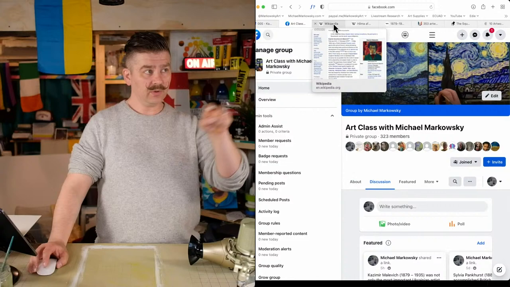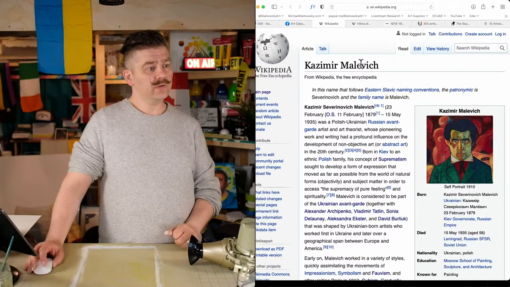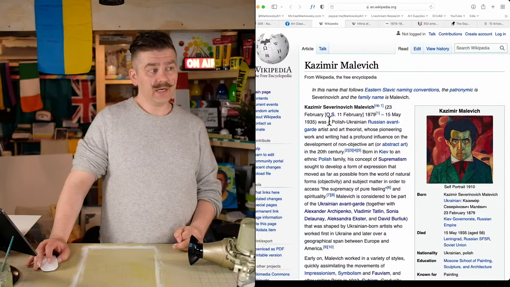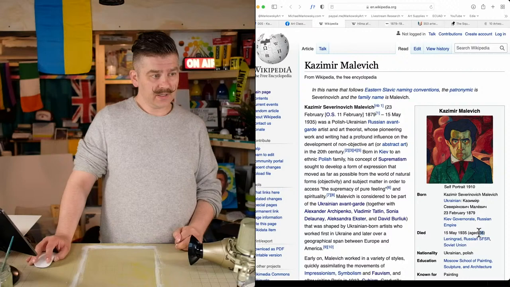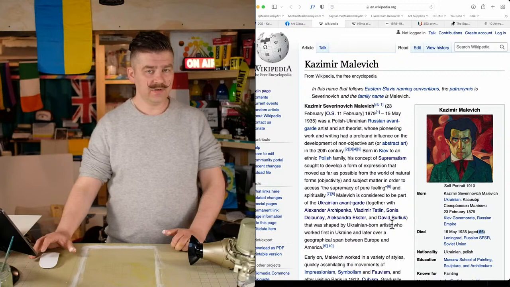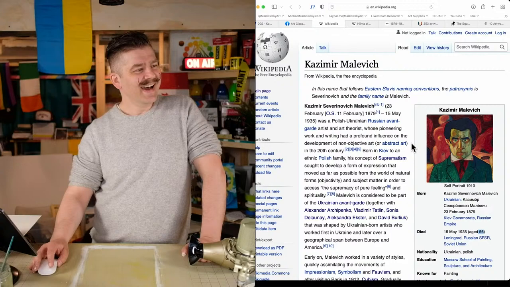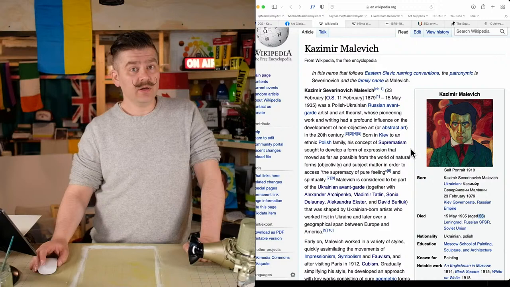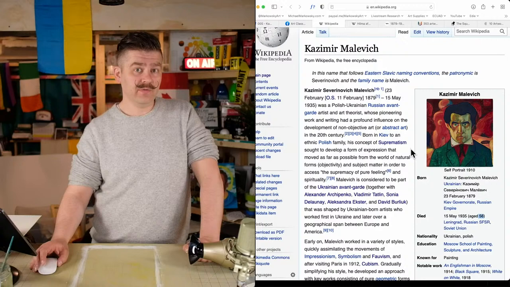So let's talk about who this artist was. Malevich was born in 1879 and died in 1935, meaning he died of cancer at the young age of 56, just a little over a decade older than I am right now, which is kind of scary. But during that time, he accomplished a lot, and he had many different periods of art in various different styles.